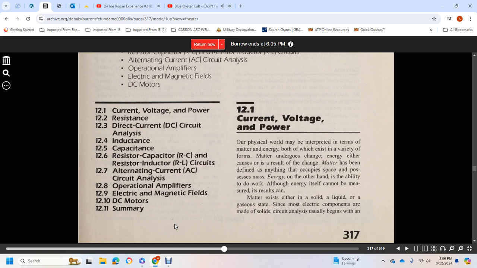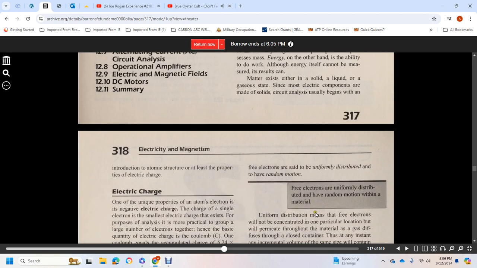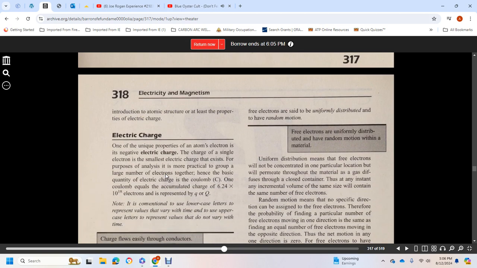In the physical world, the interpreter of the terms matter and energy both exist in a variety of forms. Matter undergoes changes, with energy either the cause or the result of the change. Matter has been defined as anything that occupies space or that possesses mass. Energy, on the other hand, is the ability to do work. Although energy itself cannot be measured, its results can. Matter exists in either solid, liquid, or gaseous state. Since most electric components are made of solids, circuit analysis usually begins with an introduction to atomic structure, the least of the properties of the electronic charge.